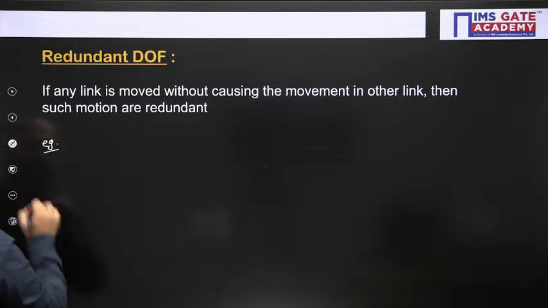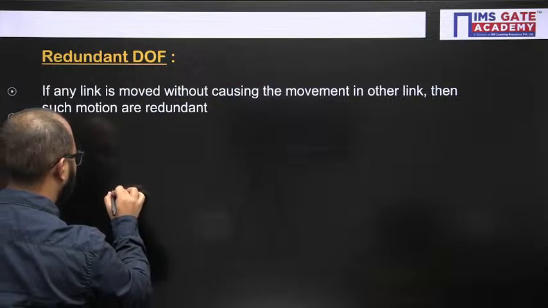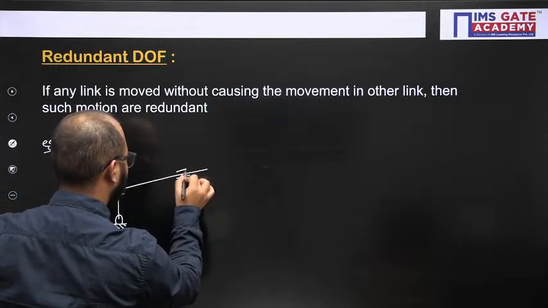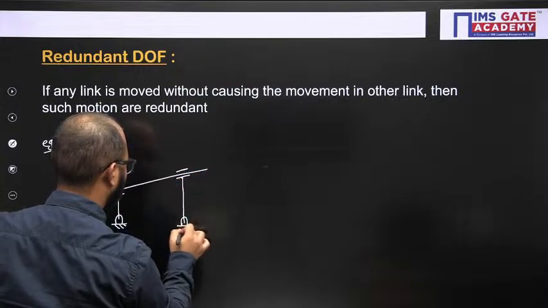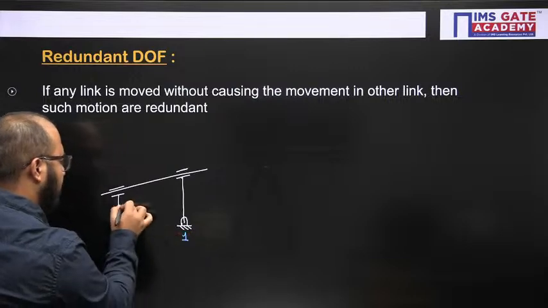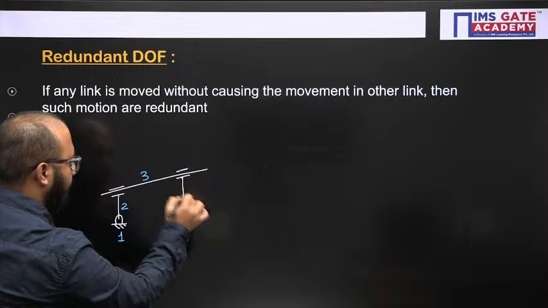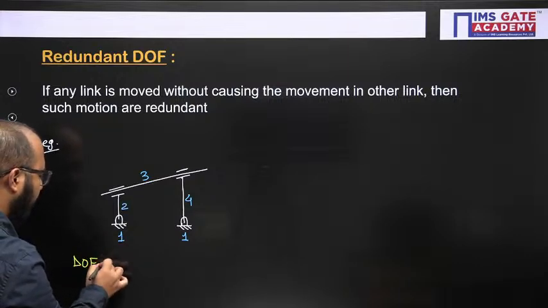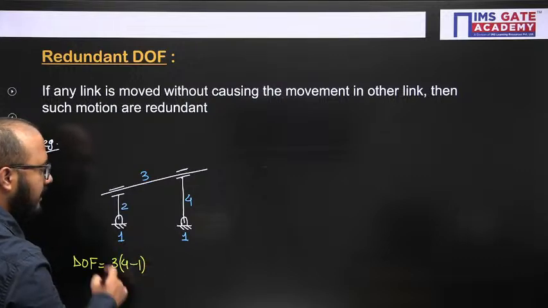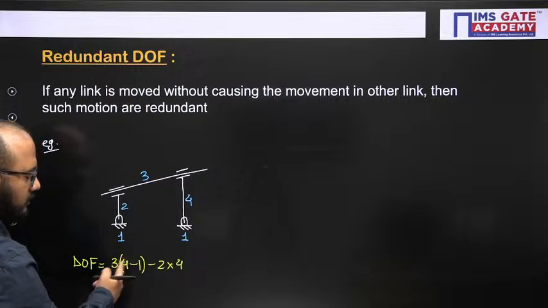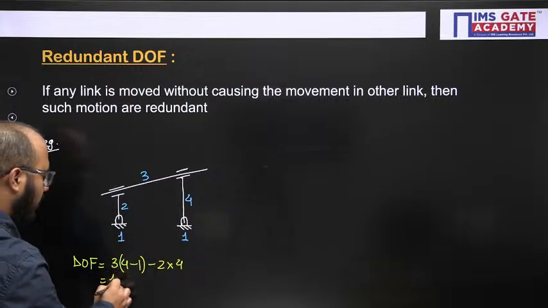See. Now see, link fixed considered as link 1, link 2, 3 and link 4. How many members we are having in this case? 4. Degree of freedom formula, if I apply here, 4 minus 1, because n is the number of links. So 4 minus 1. Okay, fine. 2 into j. 1, 2, 3, 4. So 4 minus 1, 3, 3 into 3, 9, 9 minus 8 is 1. Degree of freedom answer is 1.